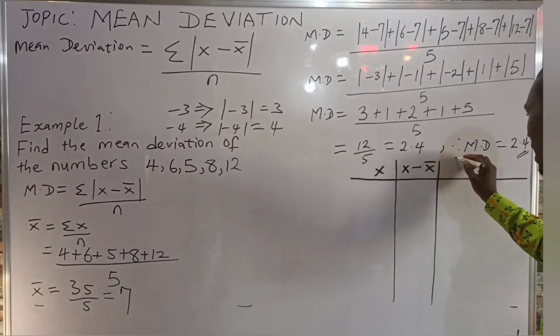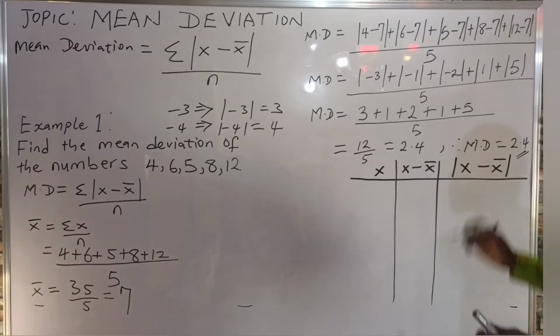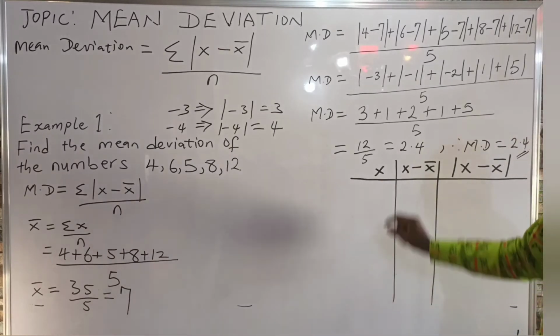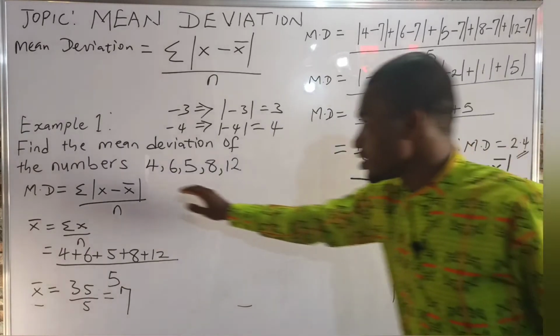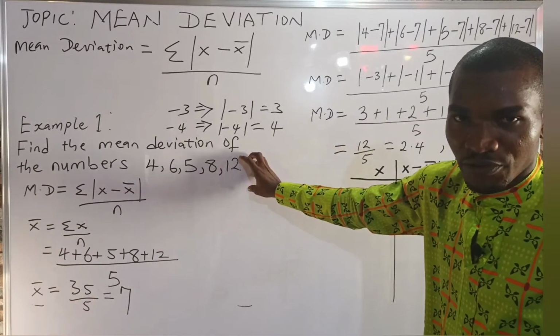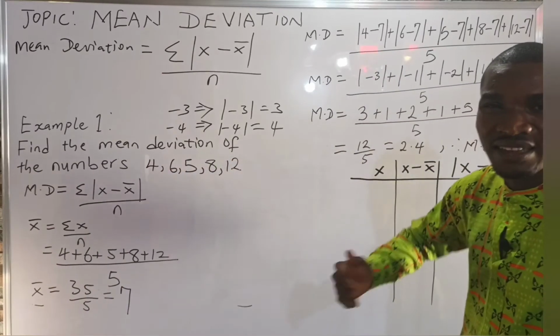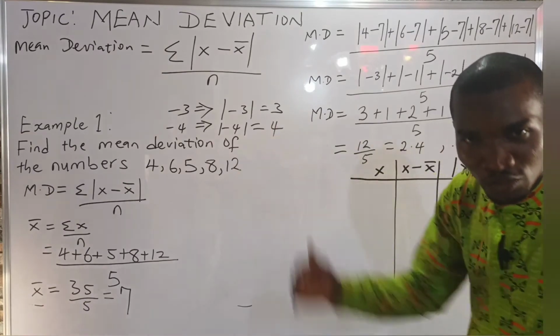So here we have the absolute value of x minus x bar. Let's start from the first column, which is about our x. Remember, our x are the individual scores we have here. We are going to arrange these individual scores in ascending order, and remember, ascending order means from the smallest to the biggest.